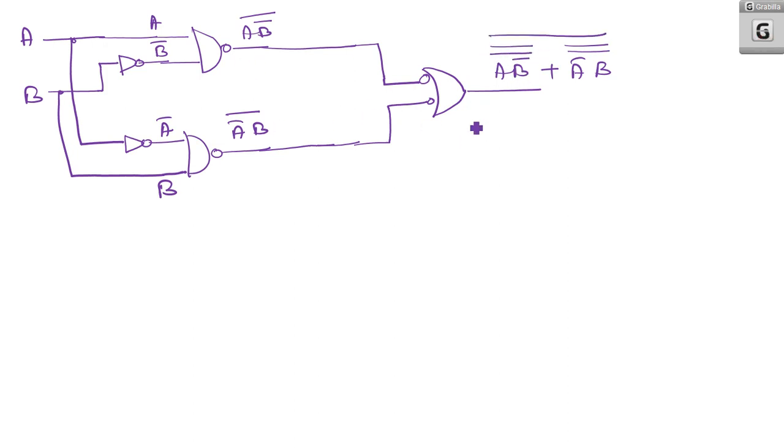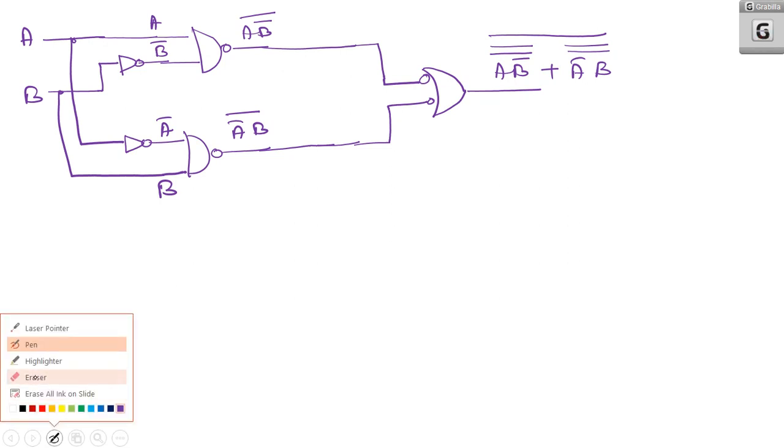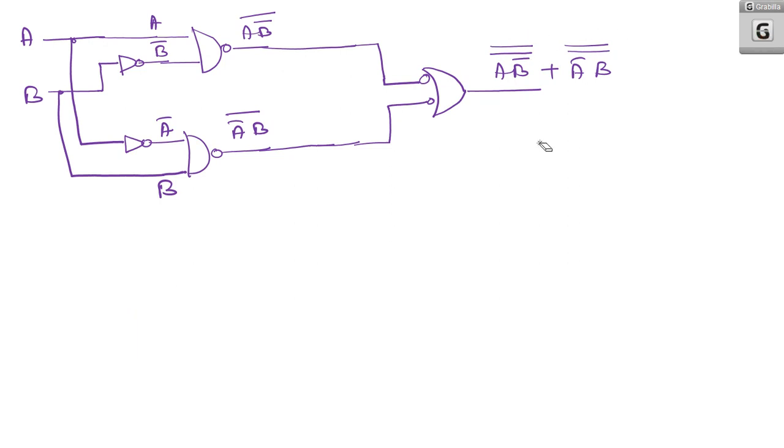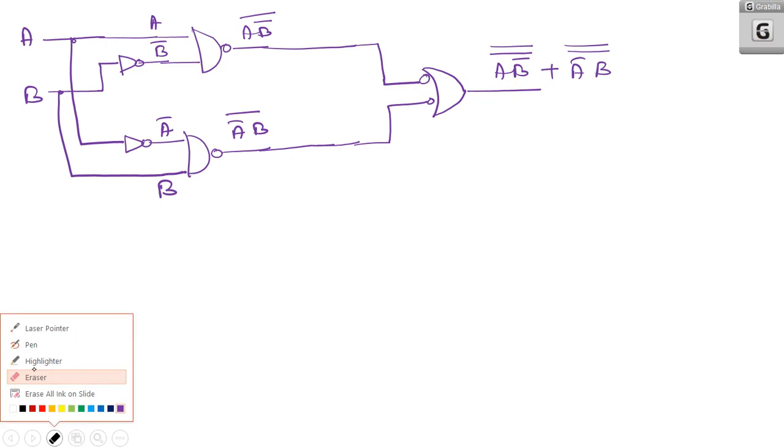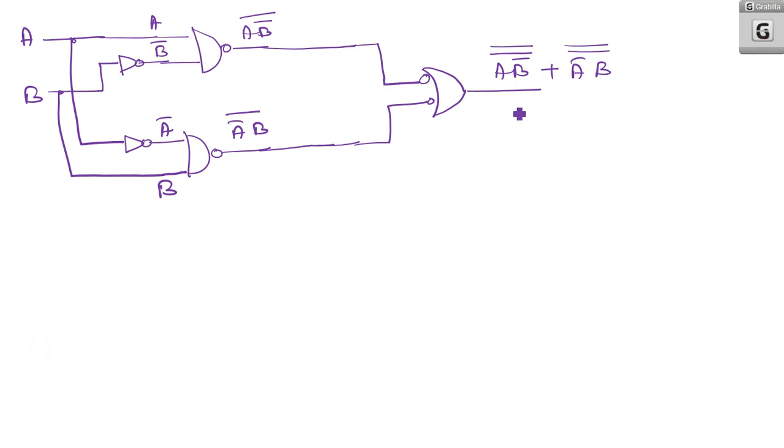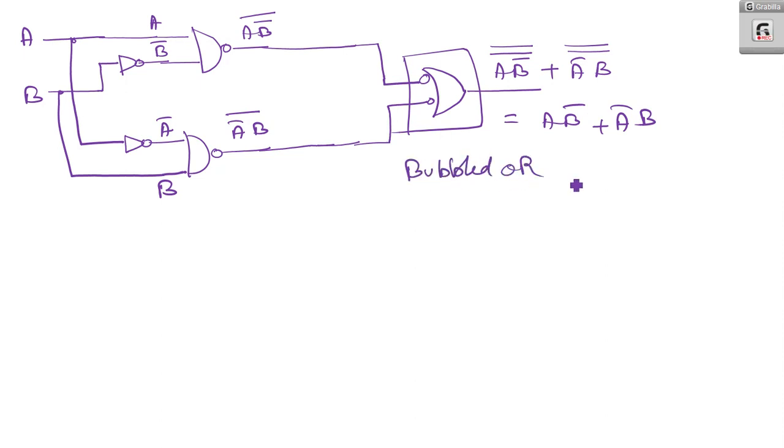Oh no, the whole bar is not there. Yeah, right. So if this is the case, what do you get? You get it as A B bar or A bar B. That is your required expression. And what is this? Bubbled OR gate. Bubbled OR gate is basically NAND gate.